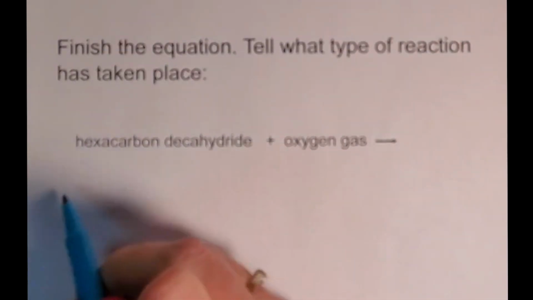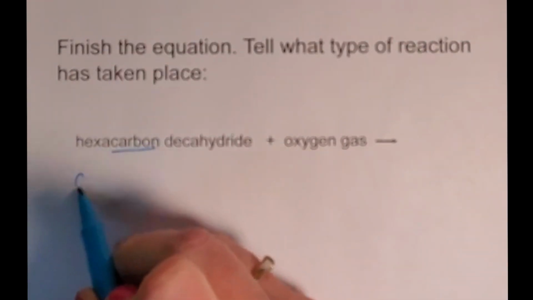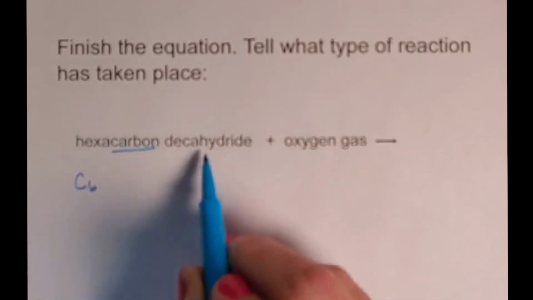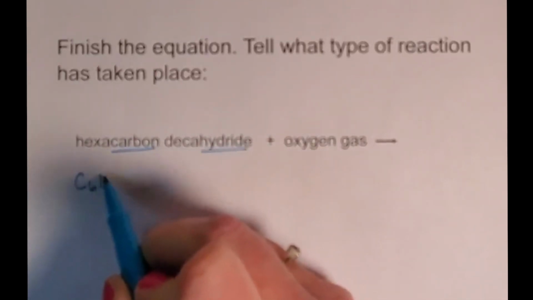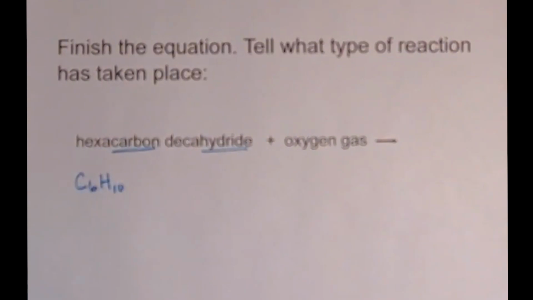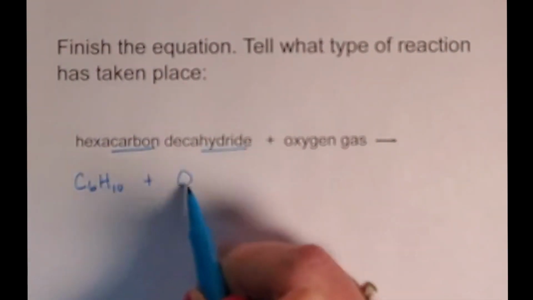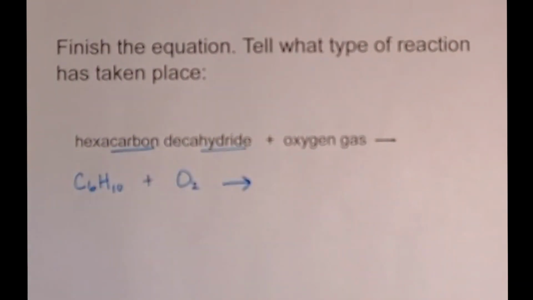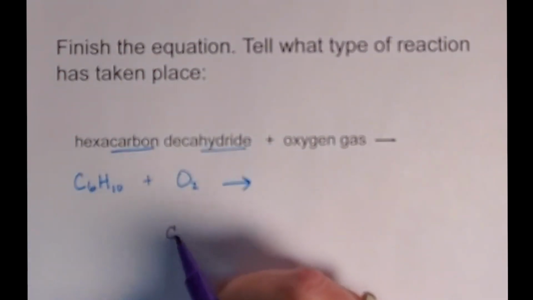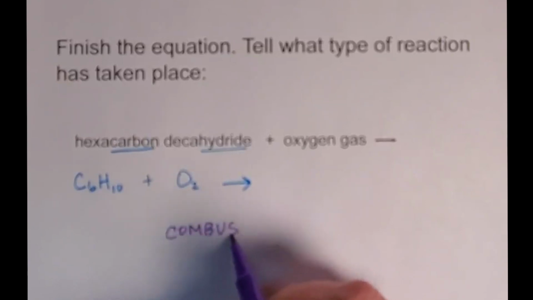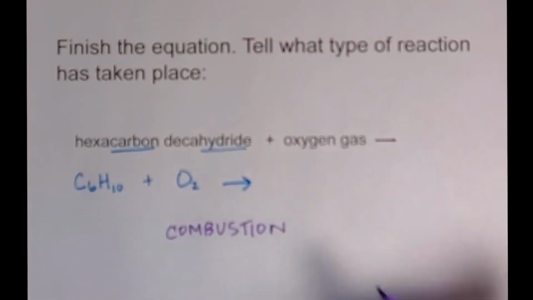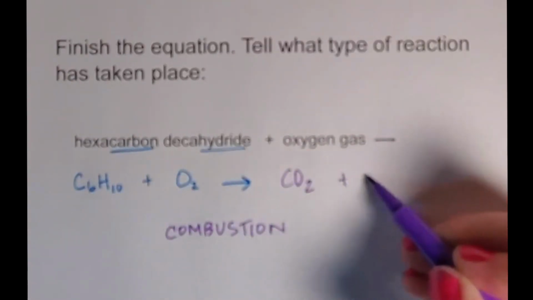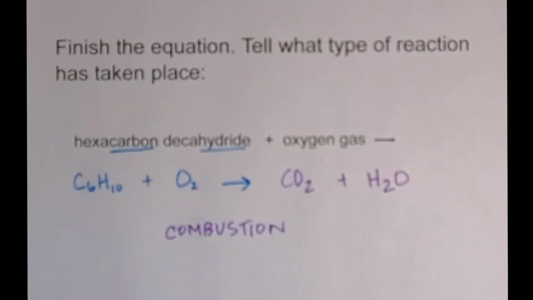In our very last equation, we see hexacarbon and decahydride. Those are prefixes. So the hexa tells us there are 6 carbons bonded with 10 hydrogens, and we're reacting that with oxygen gas. And what we can see right away is that this is a hydrocarbon bonding with oxygen gas, so it is a combustion. And the products of a combustion reaction are CO2 and H2O.